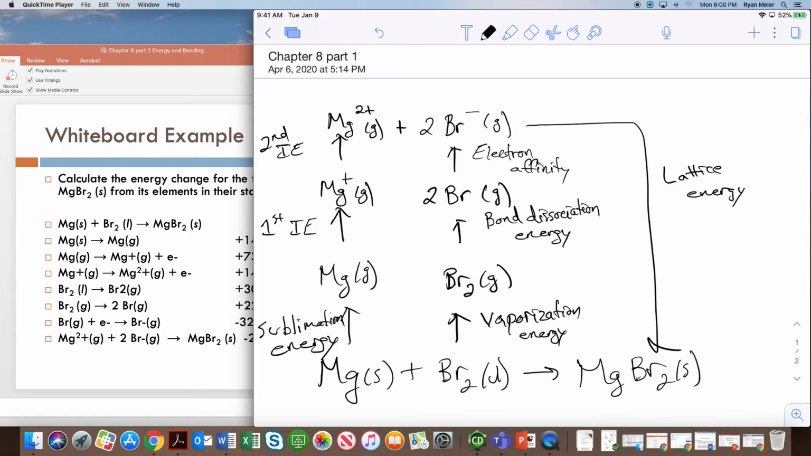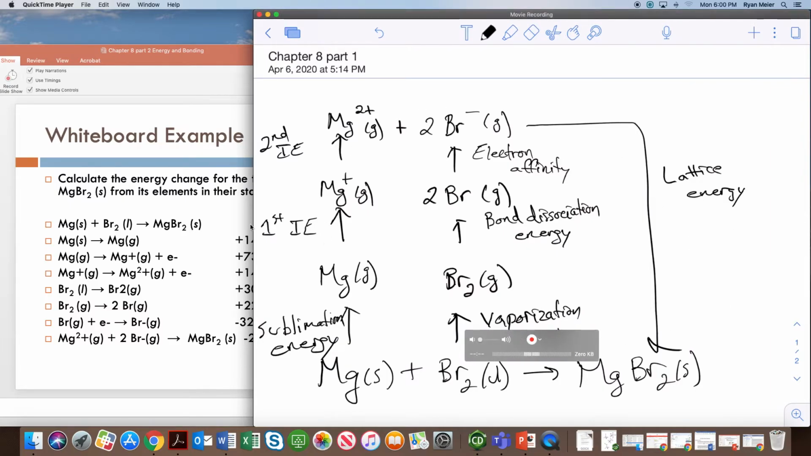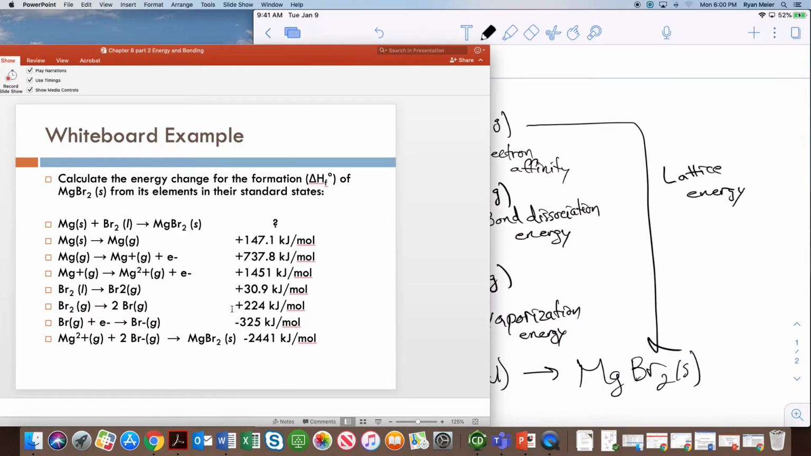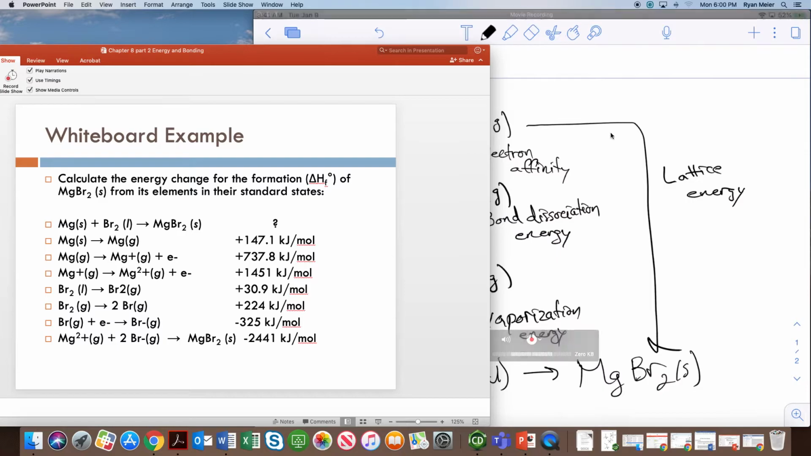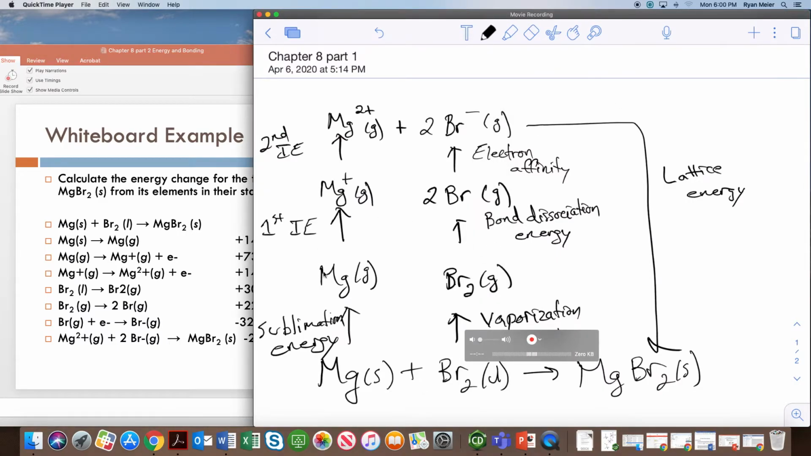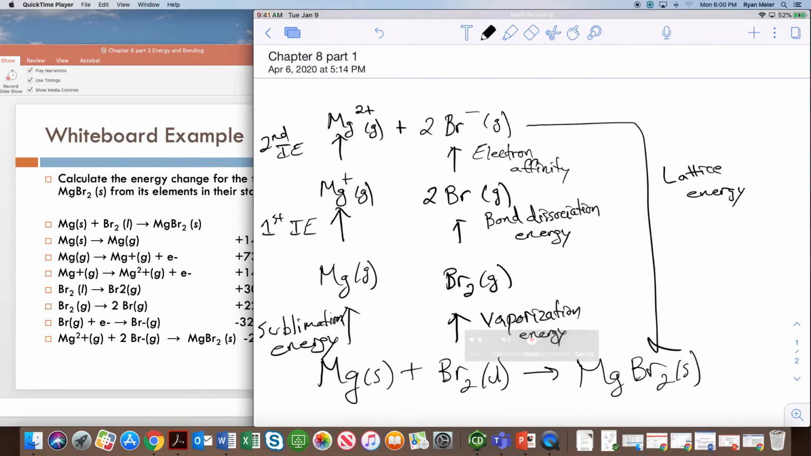Now, my purpose in outlining all of this is that once we have all of our steps, we can be given problems that give us all these energies with the steps written like this, or we could be given problems where they actually give us the names of what is going on in these different steps, which is also very common. Like they might tell you the sublimation energy of magnesium is this, or the bond dissociation energy of Br2 is this. And so those are things to keep in mind when you're looking at them.